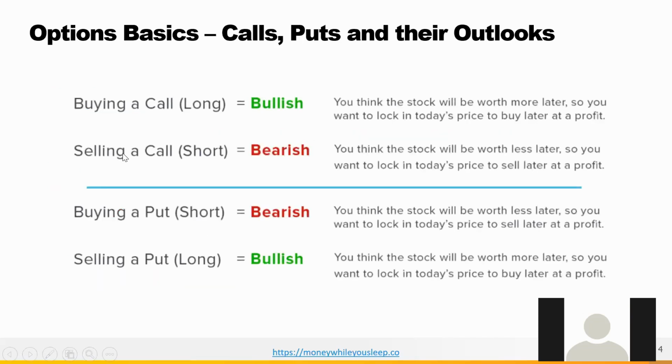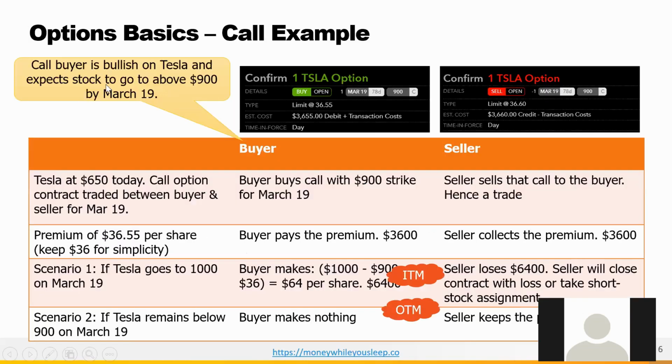Okay, perfect. So then there are two types of options. One is call, another is put. The buyer of a call is bullish about a stock. So a buyer of a call is expecting that, say, Tesla is going to go to $1,000. In this example, the call buyer is bullish on Tesla and expects the stock to go above $900 by March 19th. So he is a buyer of a call. He is very bullish about the stock, so he is going to buy a Tesla call for the 900 strike.